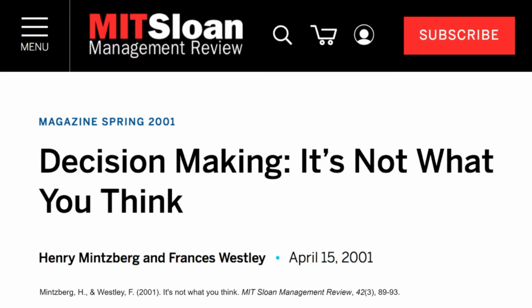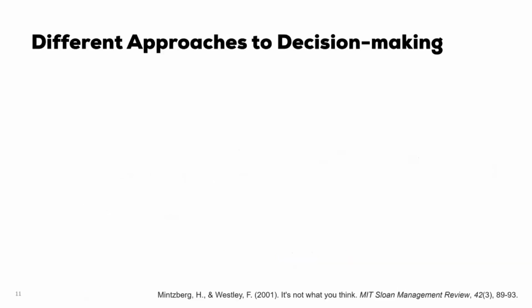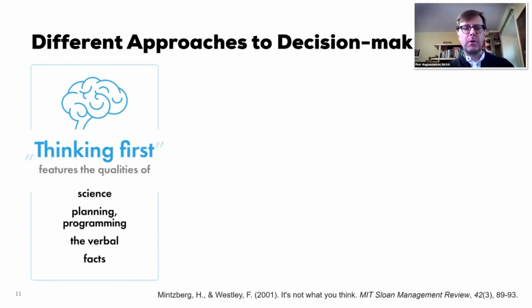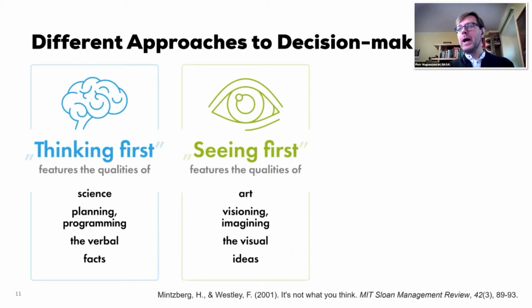So one potential hint to improving this science policy interface comes from a very interesting article, Decision Making: It's Not What You Think, by Mintzberg and Westley. They are suggesting that when it comes to decisions, the thinking mode is often overemphasized. Too much energy is put into pure thinking, planning, verbal facts, well, of course, science. What we need to add to this, not to replace it, is also the mode which is more artistic, visioning, seeing first. We have now this great Netflix show, and chess grandmasters, they don't only analyze, at one point they see the whole image, they have the insights about which way to go.